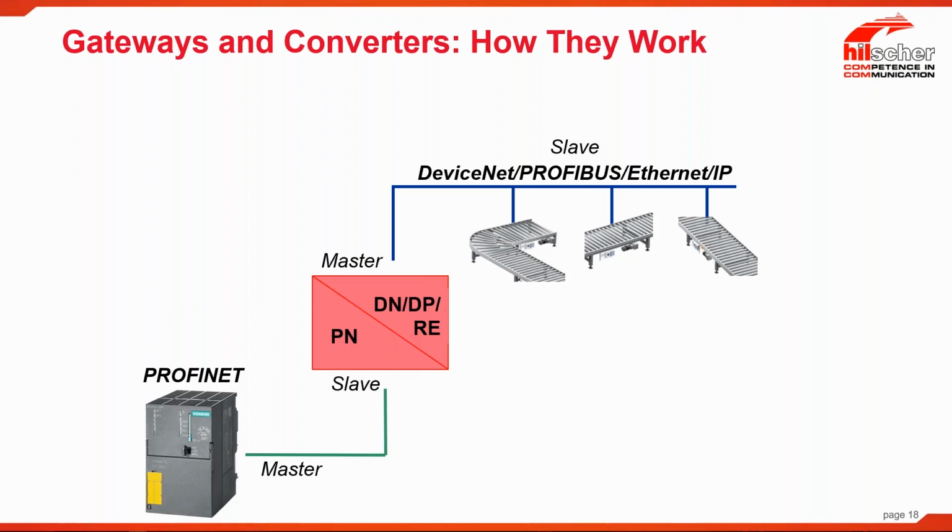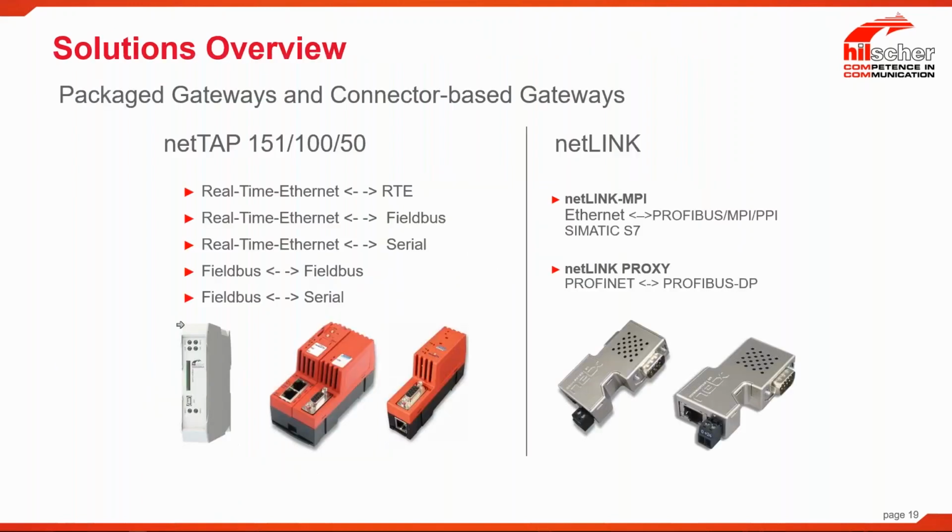So let's move on and go through a solutions overview. I'm going to talk about two categories of our gateways, DIN rail mounted and connector-based gateways. On the left-hand side, you see our netTAP 151 and 150. These are our DIN rail mounted solutions. And on the right-hand side are our connector-based solutions, our netLINK MPI and our netLINK PROXY.